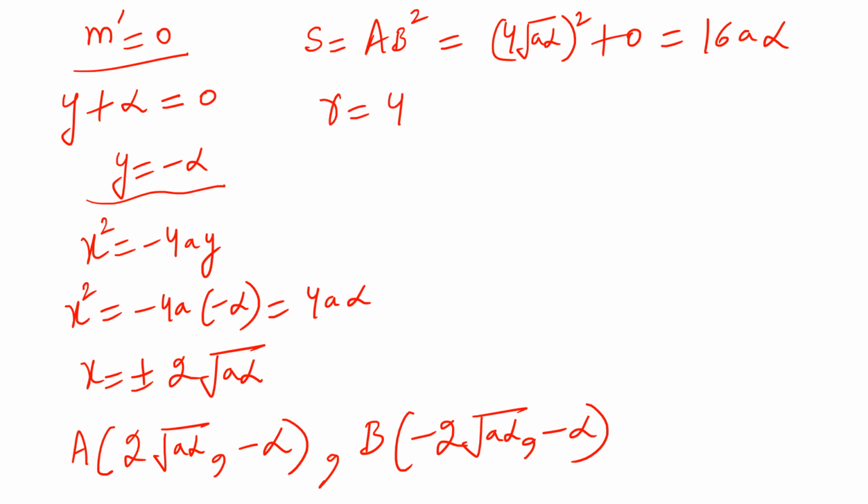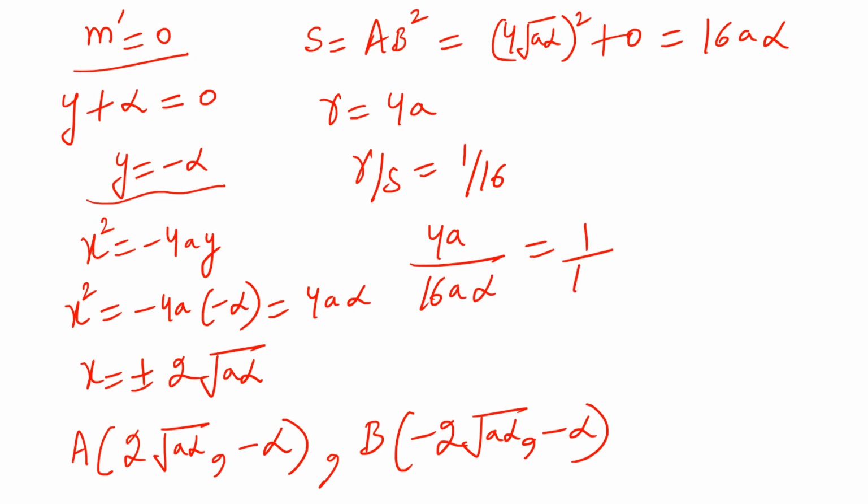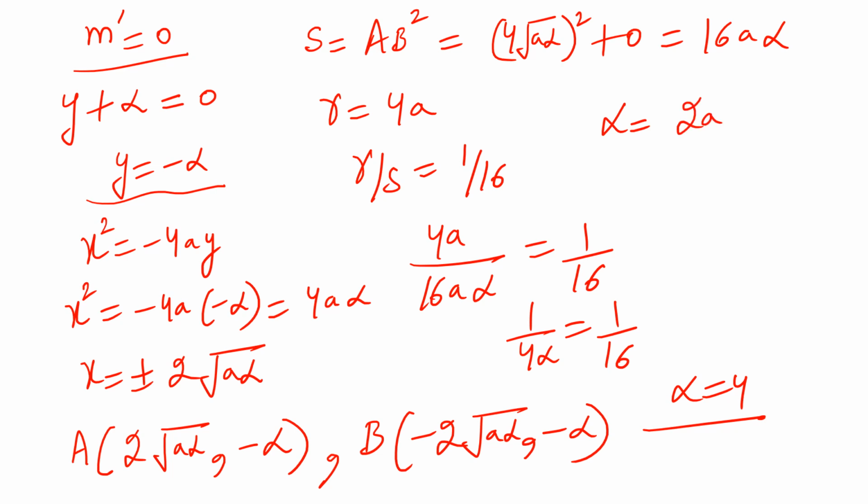R here represents the length of the latus rectum, which is 4a, and we are given that R upon S is equal to 1 upon 16. So this means 4a upon 16a alpha is equal to 1 upon 16, which means 1 upon 4 alpha is equal to 1 upon 16, or alpha is equal to 4, right? Now students, we move back and use that relation which connects alpha, a and m, and that was how much? Alpha we found as equal to 2a plus a upon m square, right?